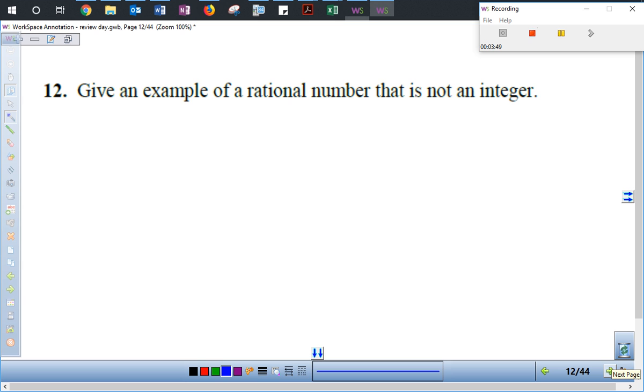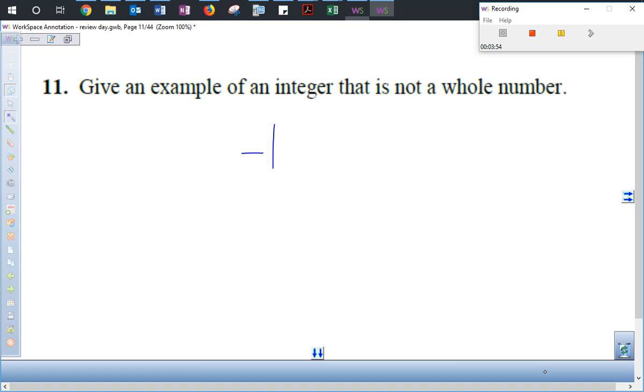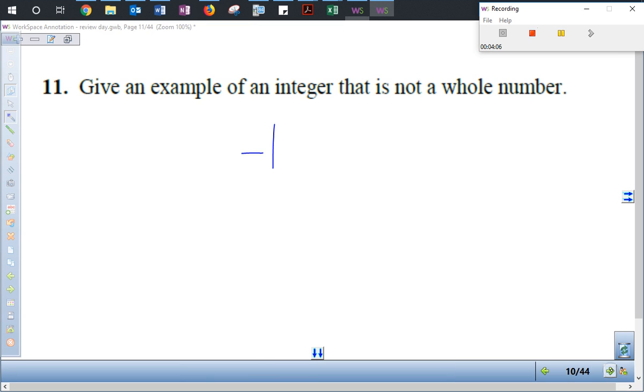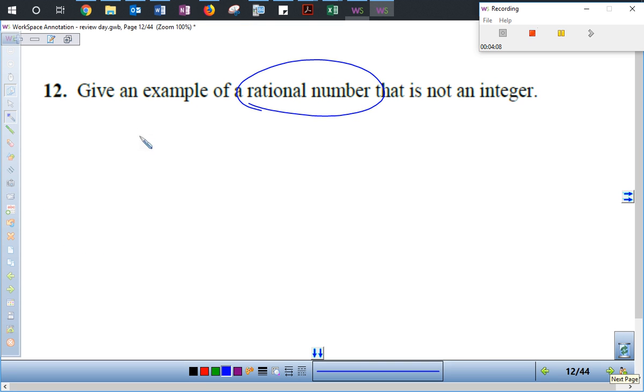Number 12, give an example of a rational number that is not an integer. So a rational number, or these numbers out here, and remember that was any number that could be written as a fraction, where both the numerator and denominator were integers, and the denominator was not 0. So you could say 1/4 would be an example. Or you could say 0.5. Or that was a terminating decimal, or a repeating decimal, so 0.3 repeating. All of those were rational numbers that are not integers.